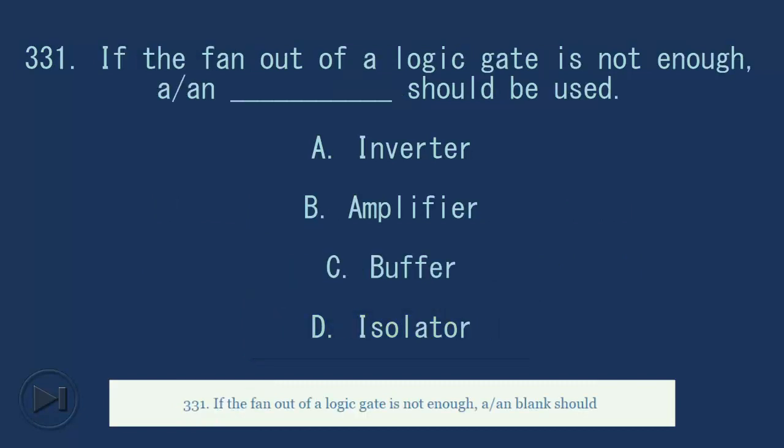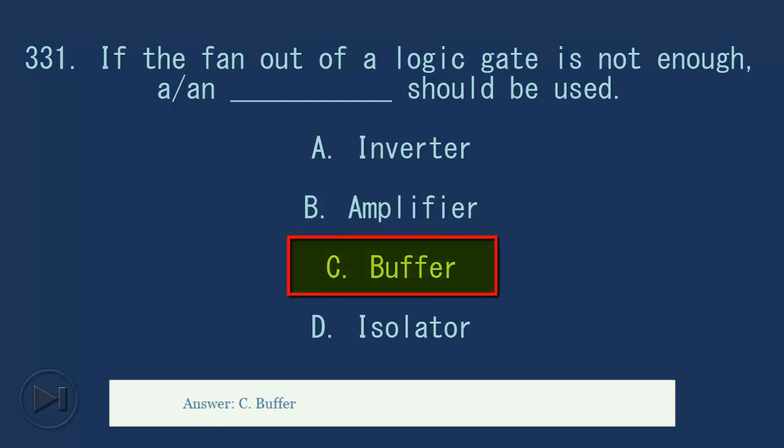331. If the fan out of a logic gate is not enough, a blank should be used. A. Inverter. B. Amplifier. C. Buffer. D. Isolator. Answer, C. Buffer.